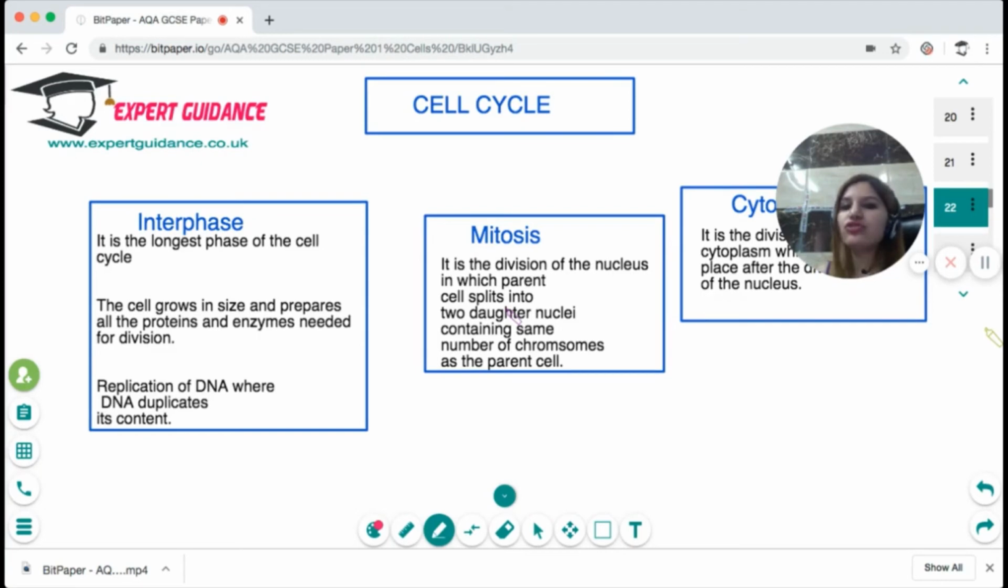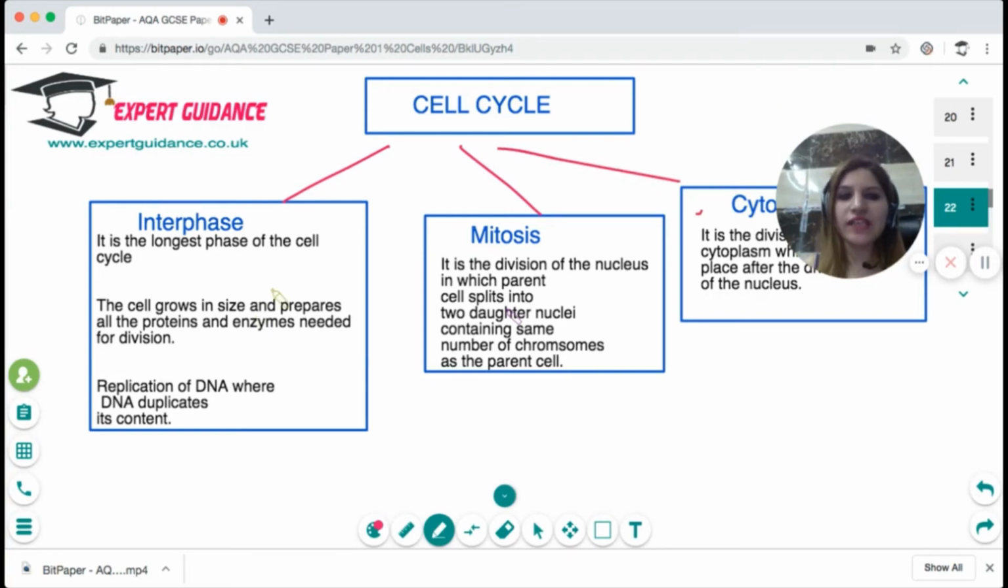Now we need to do the next thing. We know the cell performs its function, but the cell has to divide. Why does the cell need to divide? For reproduction, growth, and repair. Now, how does the cell cycle take place? This cell cycle is divided into 3 stages. First is the preparation phase, which is the interphase stage.